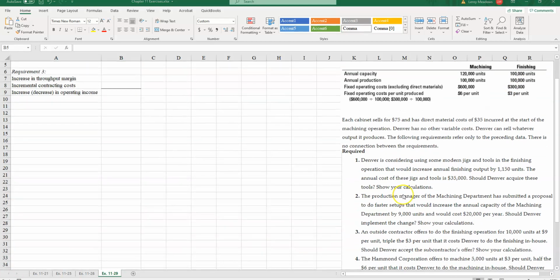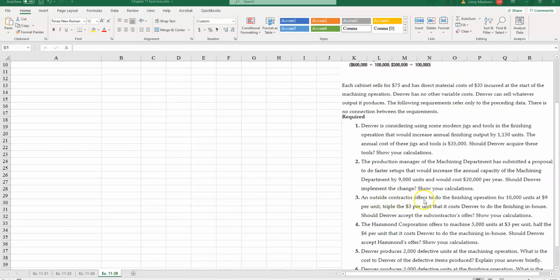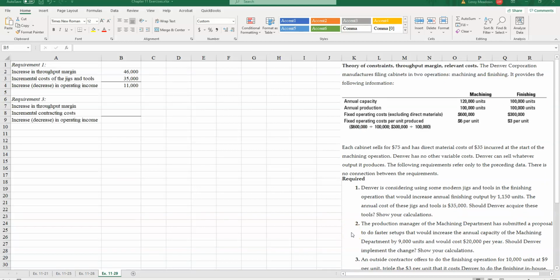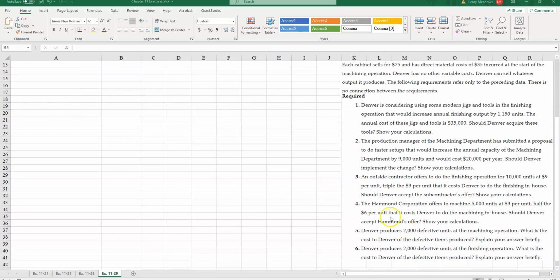Now let's look at requirement 3. An outside contractor offers to do the finishing operation for 10,000 units at $9 per unit, triple the $3 per unit that it costs Denver to do the finishing in-house. Should Denver accept the subcontractor's offer? Show your calculations.